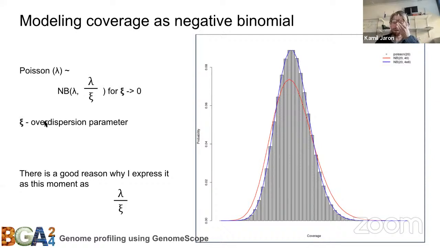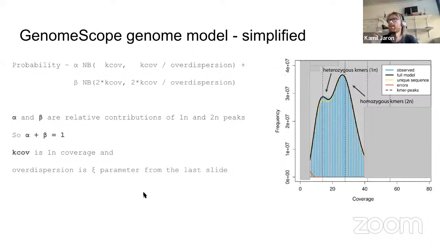There are different ways you can parameterize the negative binomial, but we parameterize it with a mean, which is lambda, and the variance will be lambda over what we call an over-dispersion parameter. So if this over-dispersion parameter goes to 0, this whole term goes to infinity, and then the negative binomial is the same as Poisson. Okay, all good? There will be a good reason why we express it like this. You will get it in a second.